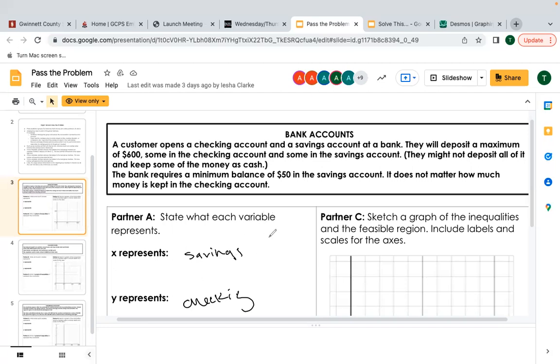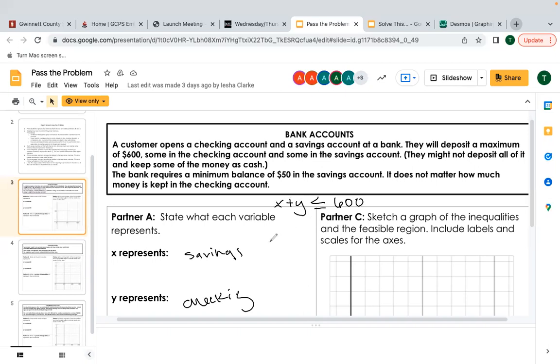Okay, so let's write an inequality. They say that they're going to deposit a maximum of $600. That means X plus Y has got to be less than or equal to $600, because they're going to deposit $600 into these two accounts.